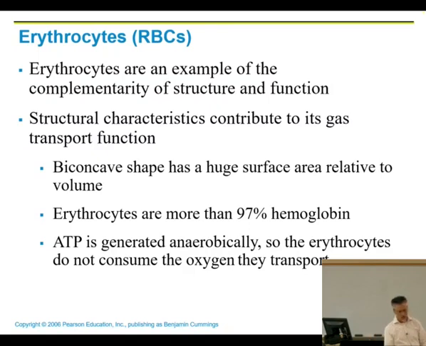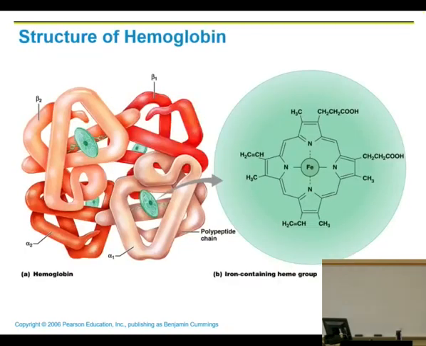So they get rid of those mitochondria, and any ATP that they may need, they do so using glycolysis instead. So again, totally streamlined for their particular function of carrying oxygen and not using it, but delivering it. So this is what the hemoglobin molecule looks like.